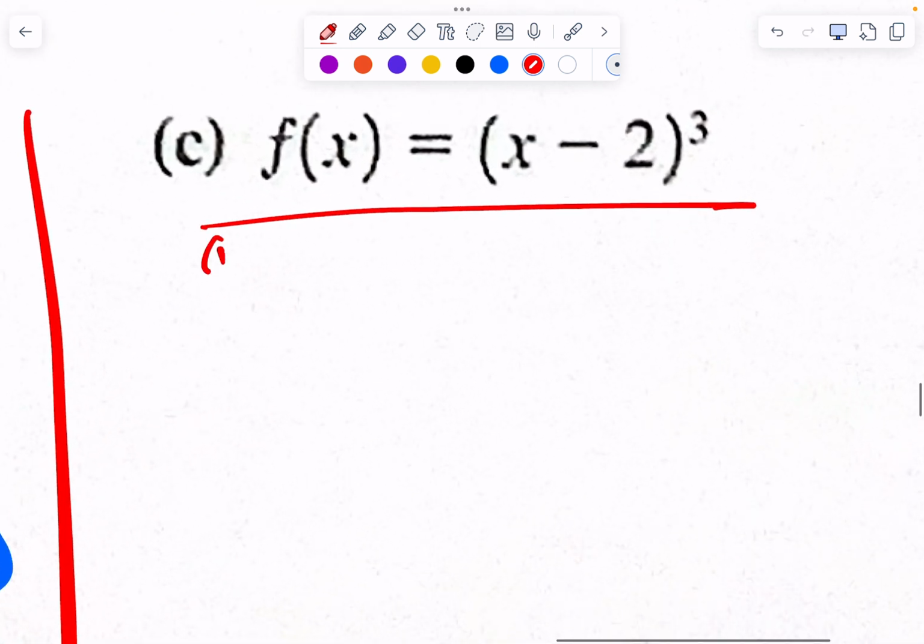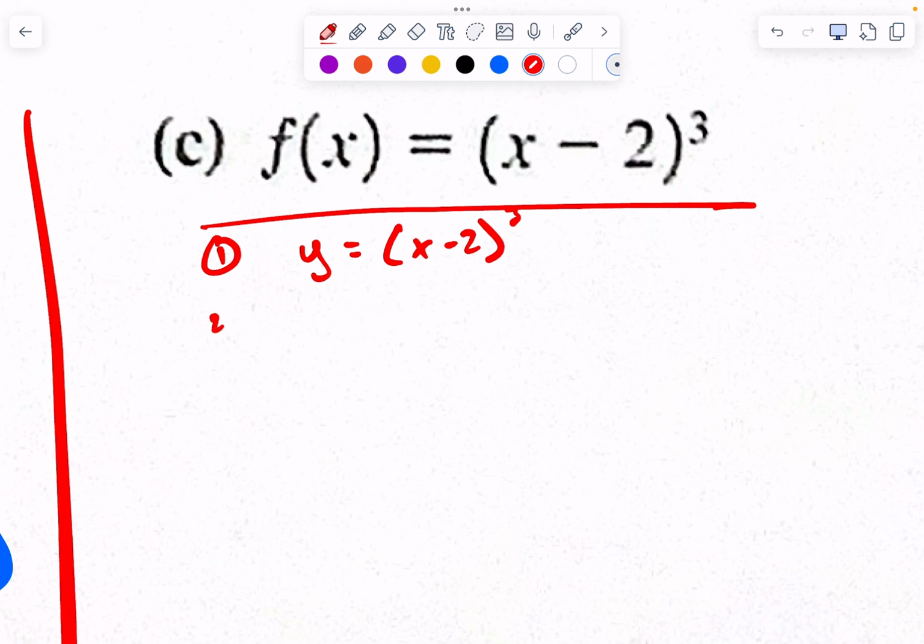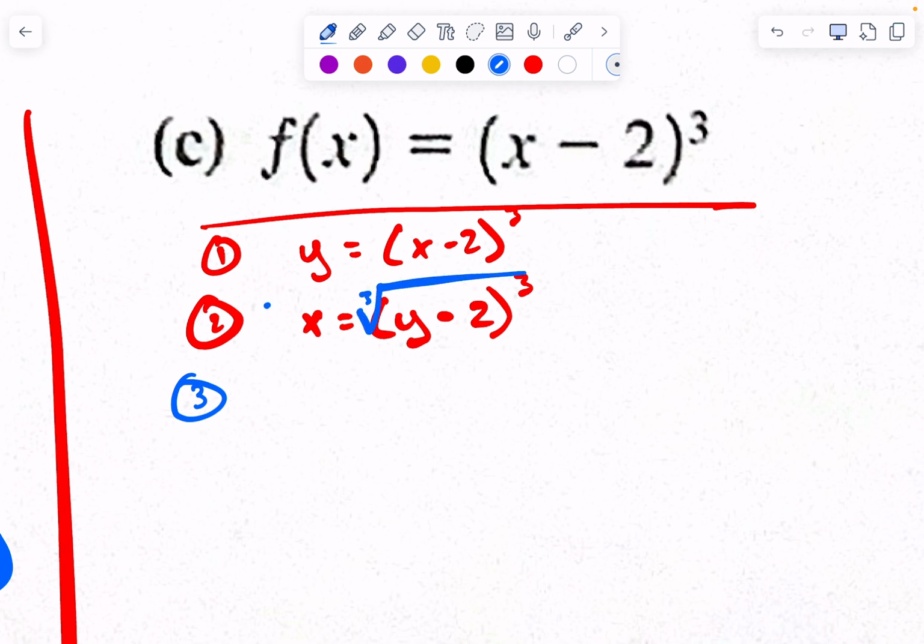So, step number 1, switch f of x to y. Step number 2, switch x and y. If you want to skip steps and do those at the same time, go for it. Step number 3, what should we do first? Yeah, we don't add the 2 over first because the 2 is underneath the cubic root, so we've got to take the cubic root. Do we have to do plus and minus? Only for square roots, 4th roots, 6th roots, only for even-powered roots, okay? The cubic root doesn't have plus and minus.